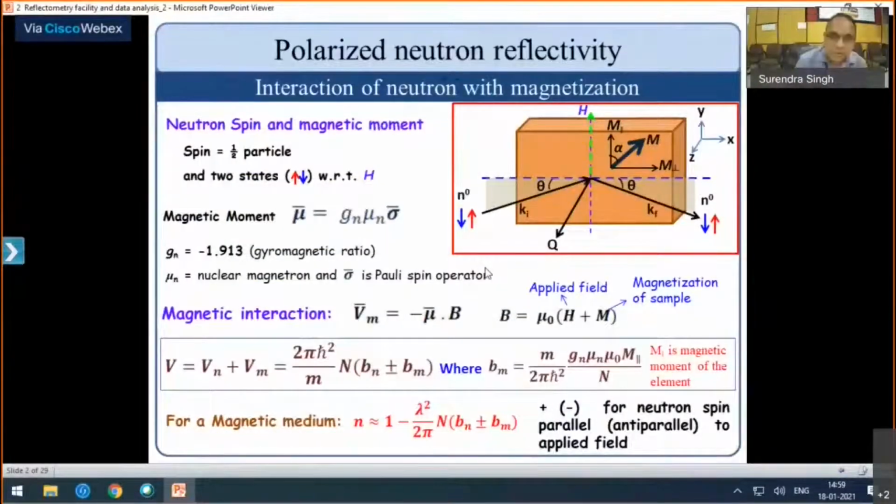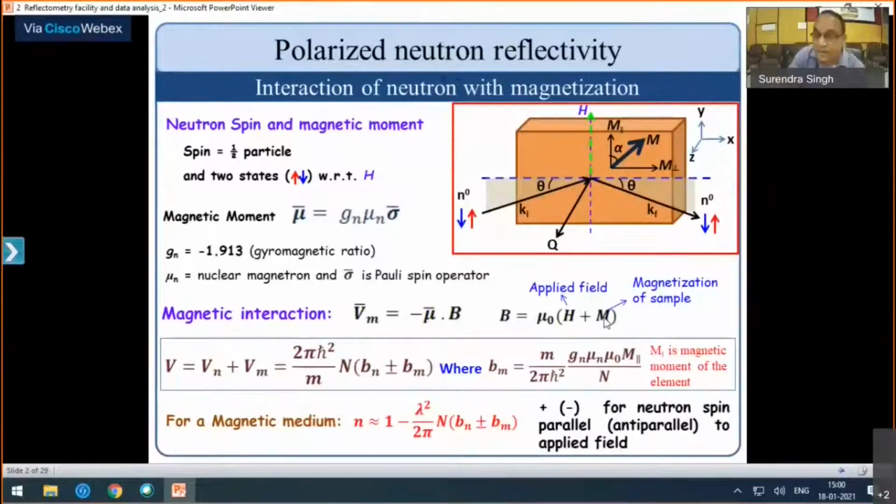A neutron has a spin, and if we have a magnetic sample, then in addition to the nuclear potential, we will have a magnetic potential. The magnetization has two components, a parallel component and a perpendicular component along the field. So let us assume first that this magnetization M is aligned along the direction of H. In this figure, let us say alpha is 0. So we straight away have this magnetic interaction.